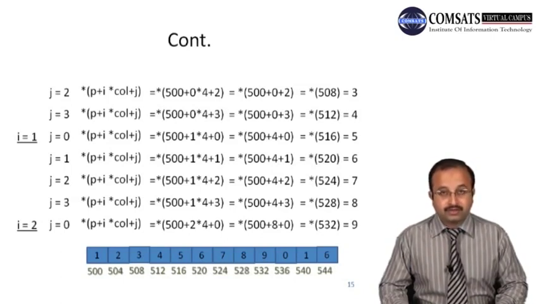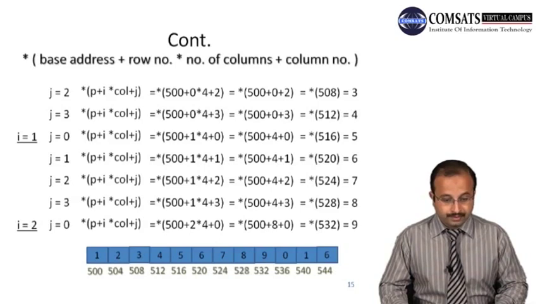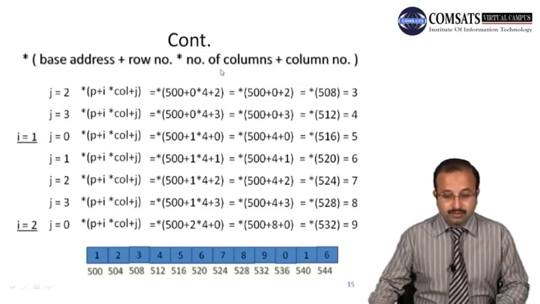So you pass that array to the function by address, and in that called function, that is the display function, you use the pointer to access those elements. So this is the actual formula: the base address plus row number multiplied by number of columns plus column number. So this is the number of columns.